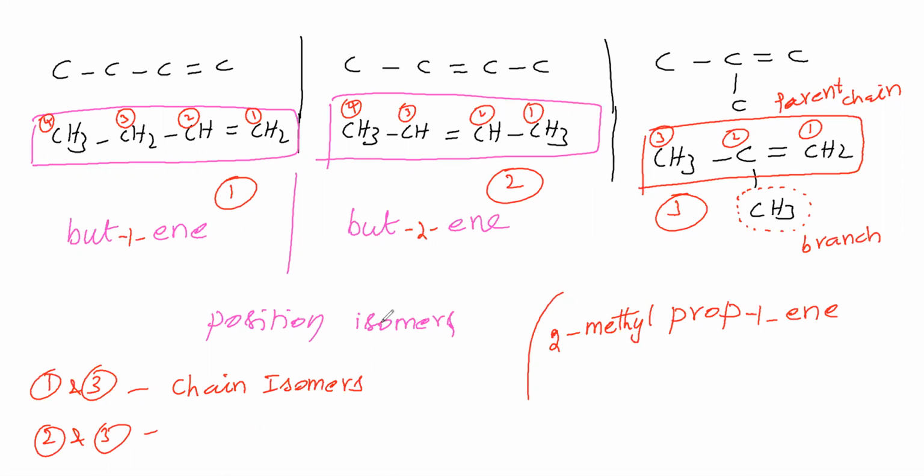Next, we will see position isomers. Position isomers means the position will be different. In 1 and 2, the position of the double bond is different. Therefore, 1 and 2 are called position isomers, we can say. Therefore, these three, 1, 2, 3, are called structural isomers because the structure is different.